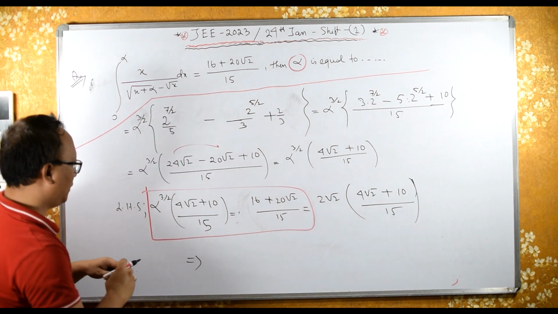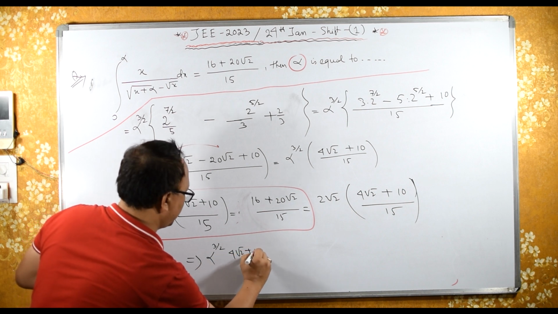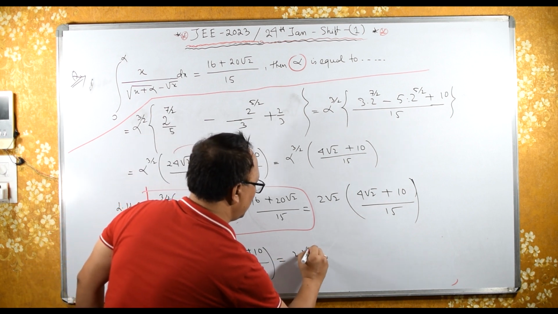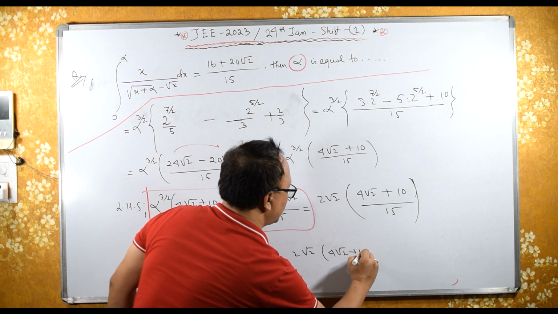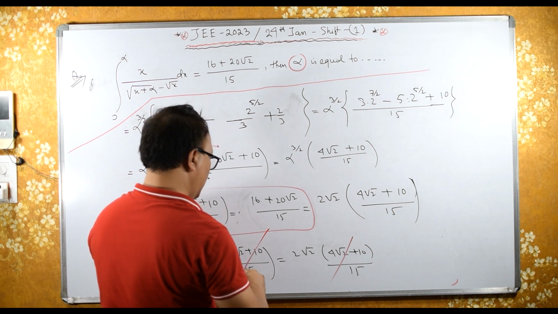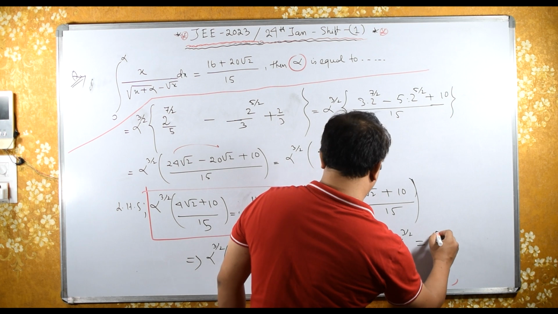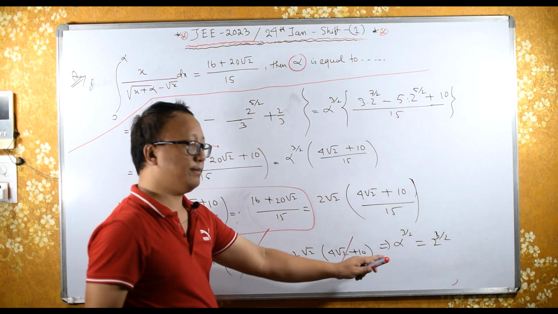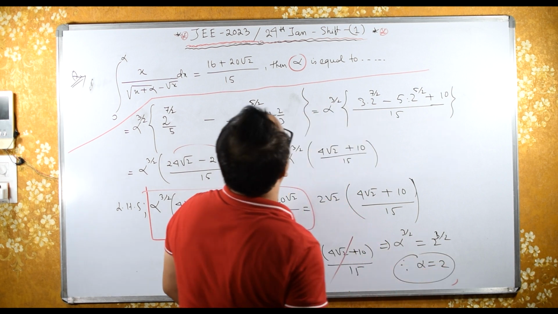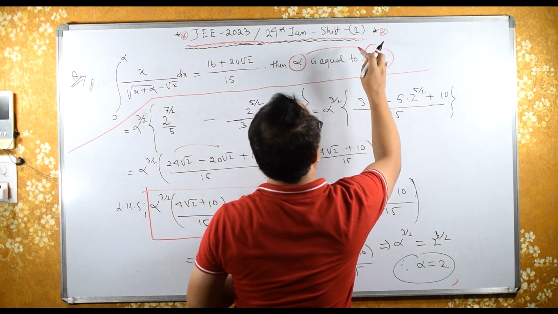Therefore alpha raised to 3 by 2 times (4 root 2 plus 10) upon 15 equals 2 root 2 times (4 root 2 plus 10) upon 15. Now this gets cancelled, which implies alpha raised to 3 by 2 equals 2 raised to 3 by 2, since 2 root 2 is the same as 2 raised to 3 by 2. Therefore alpha equals 2. Alpha becomes 2.